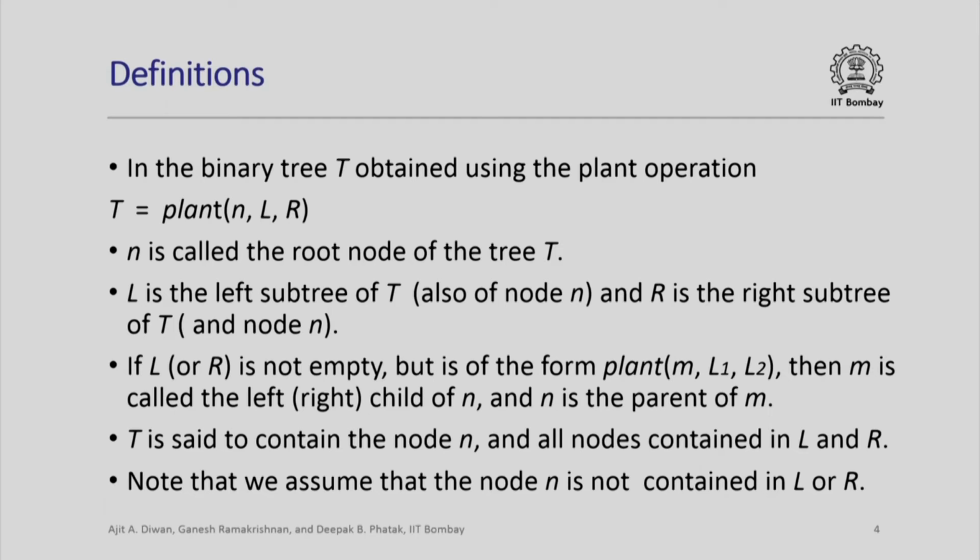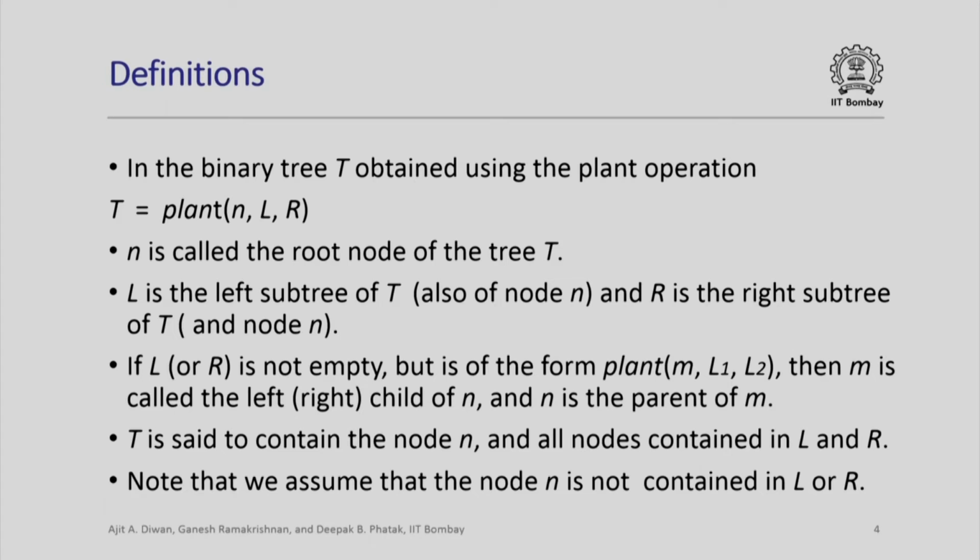That is, if L is not empty, then its root is called the left child of N, and if R is not empty, then its root is called the right child of N, and N is called the parent of that. And we say T is said to contain the node N and all the nodes that are contained in the left and right subtree. So, T can also be thought of as consisting of a set of nodes: its root node and the nodes that are contained in the left and right subtree.